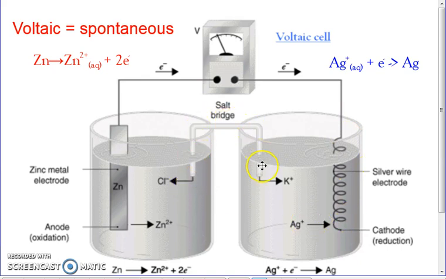The salt bridge here allows positive ions to flow from this side over to this side, and a buildup of negative ions to go in the opposite direction. So that's what a salt bridge does. It allows your ions to flow. It keeps your battery a full, complete circuit. Okay?